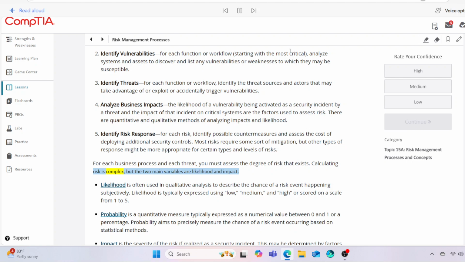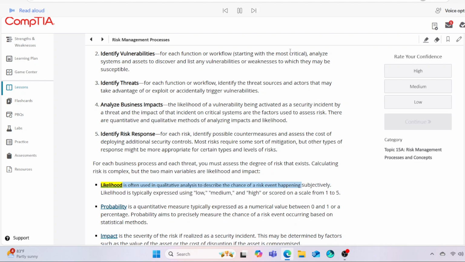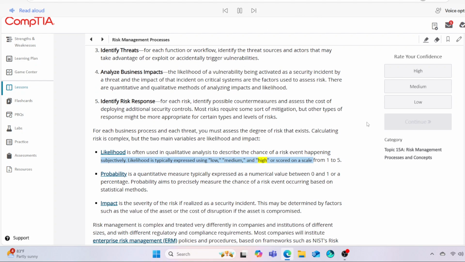Calculating risk is complex, but the two main variables are likelihood and impact. Likelihood is often used in qualitative analysis to describe the chance of a risk event happening subjectively. Likelihood is typically expressed using low, medium, and high or scored on a scale from 1 to 5.